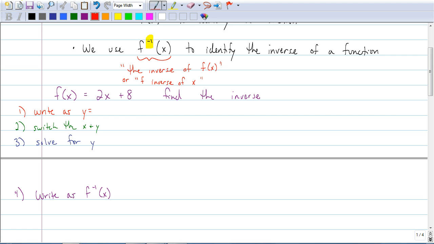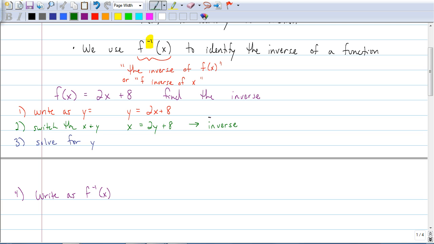So we're going to change this, because right now it's in function notation. Remember, f of x replaced y. So I'm going to put this back to be in the form y equals. So it's going to be y equals 2x plus 8. And now we can switch the x and the y around. So it's going to be x equals 2y plus 8, because what we just did is we just found the inverse.